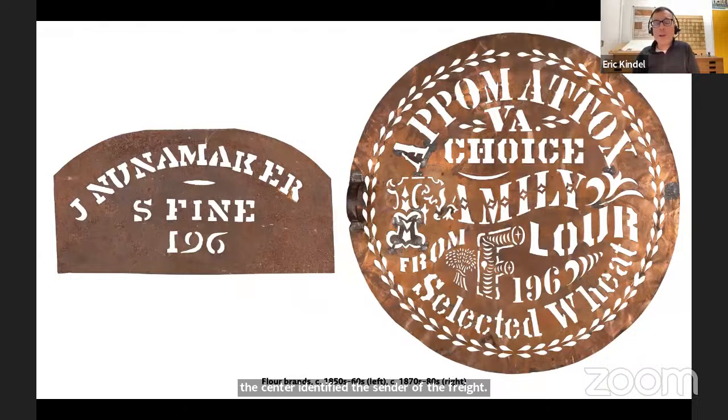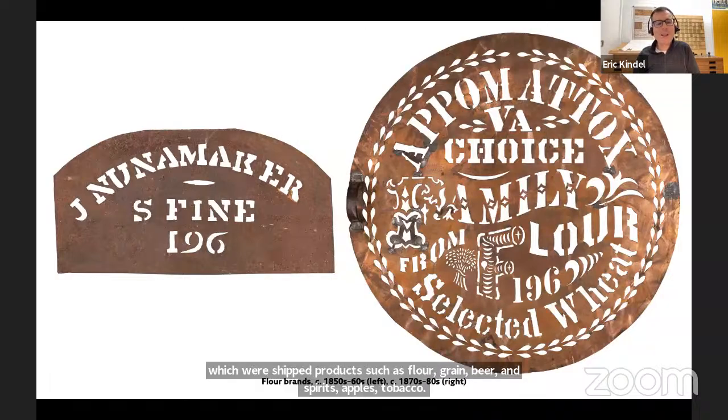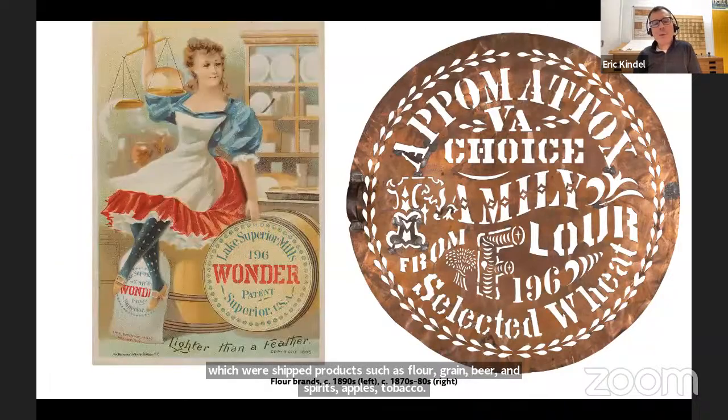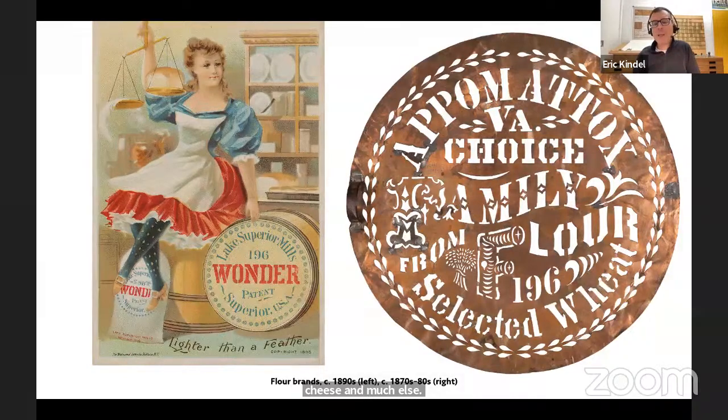There were also many areas of industry and agriculture that required the stenciling of brands onto barrels, crates, and sacks, in which were shipped products such as flour, grain, beer, and spirits, apples, tobacco, cheese, and much else. And for a time, these brands in stencil form became the image of companies and products, as some advertising ephemera attests.